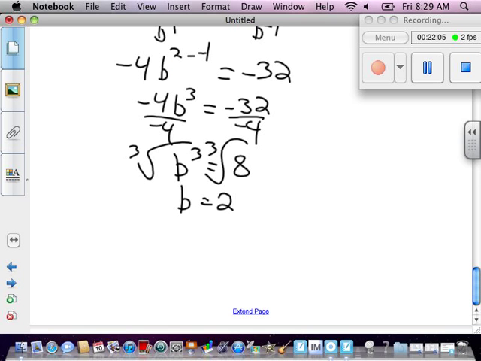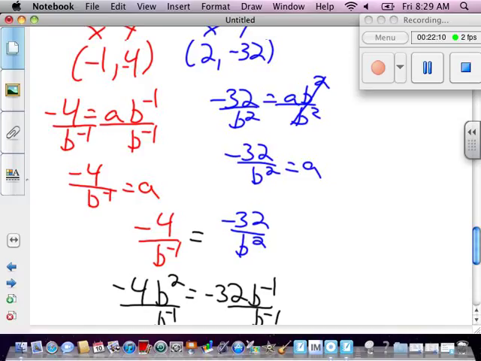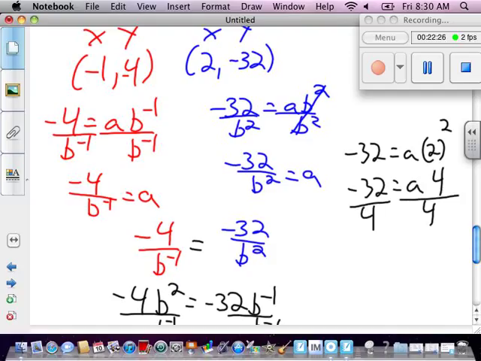We found B, so we're going to go back up to our original equation and plug it in. Let's do it with the positive equation. So we have negative 32 equals A times 2 squared. 2 squared is 4. Divide both sides by 4. Negative 8 equals A. So y equals negative 8 times 2 to the x.